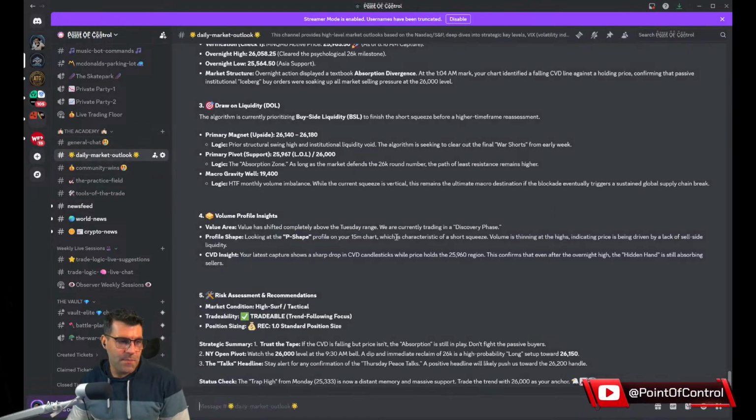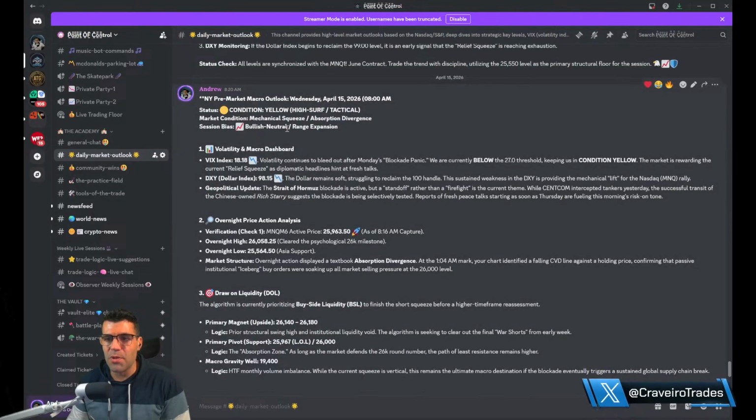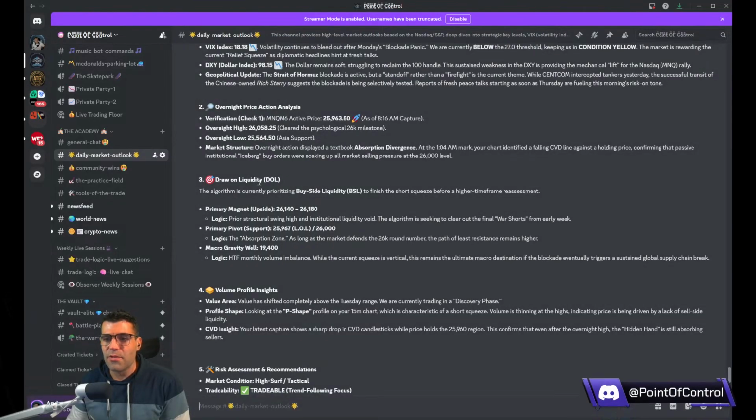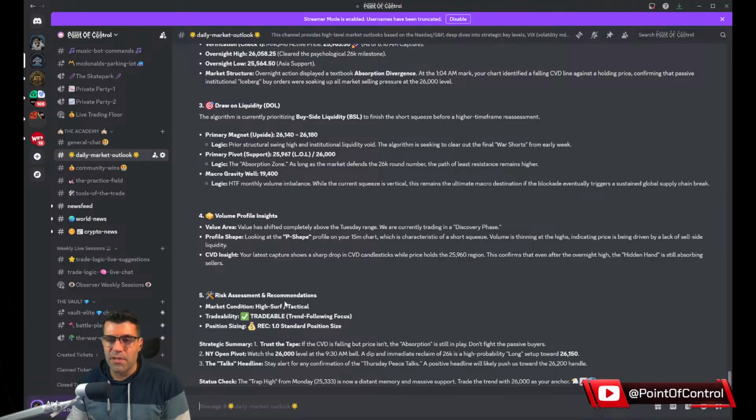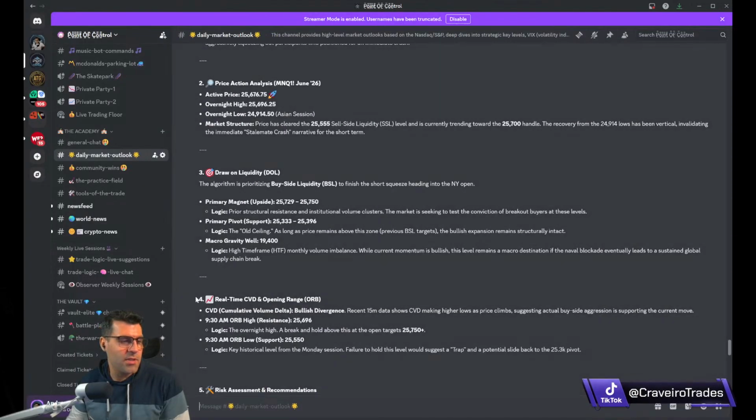And every day, I post an incredibly deep market outlook. It literally tells you the condition, and it's super accurate. It tells you mechanical squeeze, absorption divergence, but we are bullish neutral range expansion. I won't read you every single detail, but we go into the drawn liquidity, the volume profile insights, and it even gives you a risk assessment and recommendations. So what position size you should be taking, regular standard position size or 0.25% position size. And I post this every day, all completely for free.